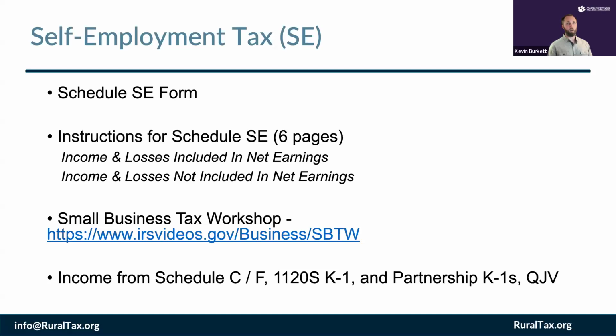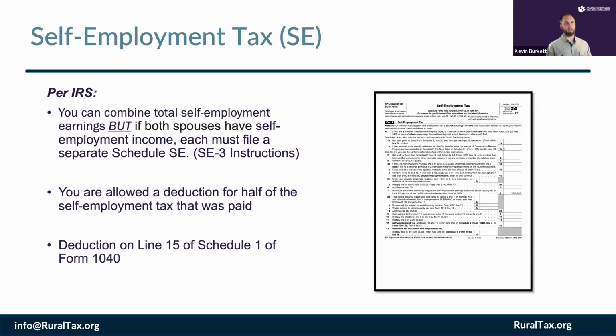So the form, you can find that within the IRS website. You can find the instructions for the form. It's 6 pages, and it tells you what is includable as net earnings from self-employment or what is not included as net earnings from self-employment. There's also, as part of that short video series, a video on self-employment. But as the instructions state, it's going to be our incomes from Schedule C, Schedule F, 1120S, which is our S Corp K-1s, and our partnership K-1s. The QJV is a qualified joint venture. We didn't really talk about that today, but that's if spouses are in business together. It's a kind of separate little entity or classification for tax purposes.